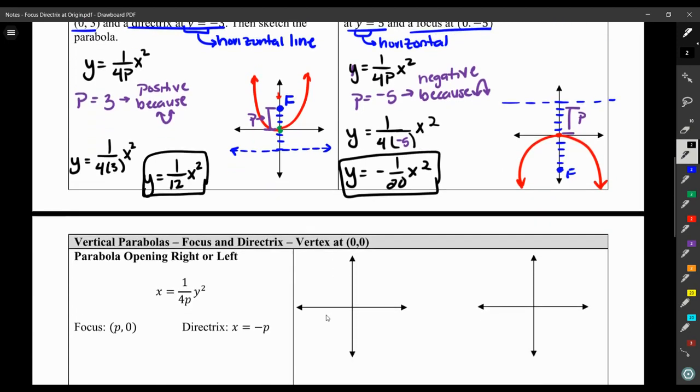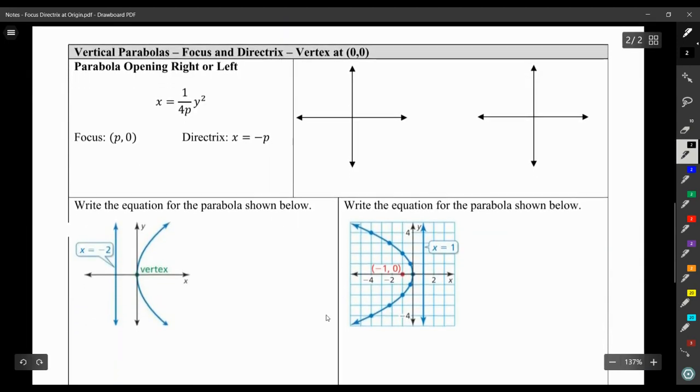Now we've talked about the up and down parabolas. What about the left and right parabolas? And so the equation now is looking like this. The difference between what we had previously and this equation is that this has x equals and the y is actually squared. So left or right has x equals, up or down is y equals. And p is still the same definition. So p is still the distance between the focus and the vertex, or the vertex and the directrix.